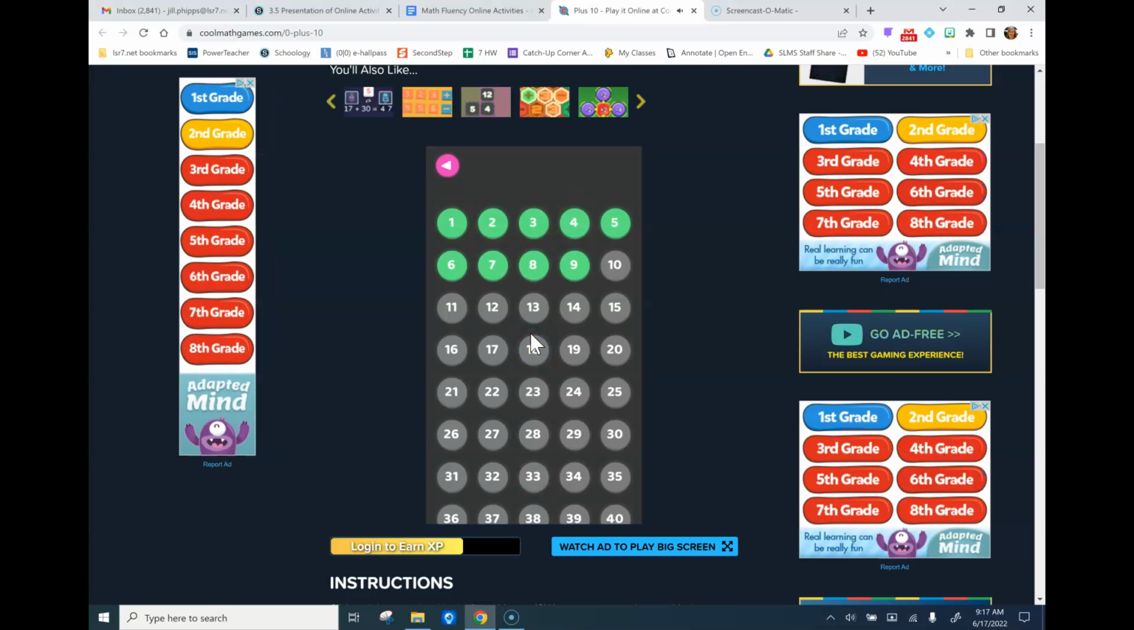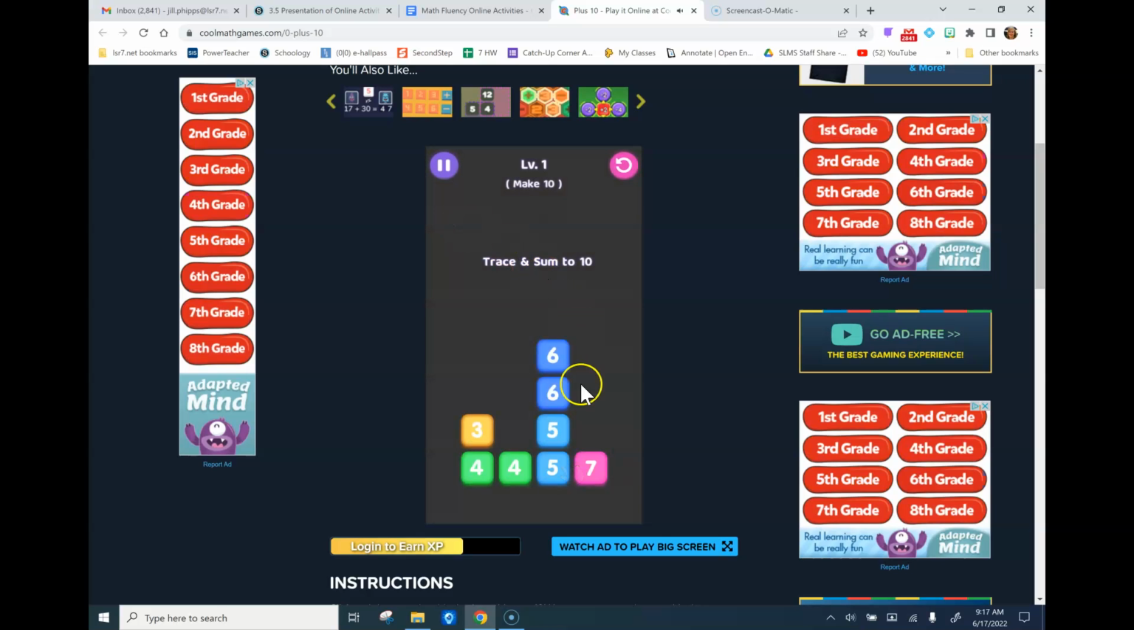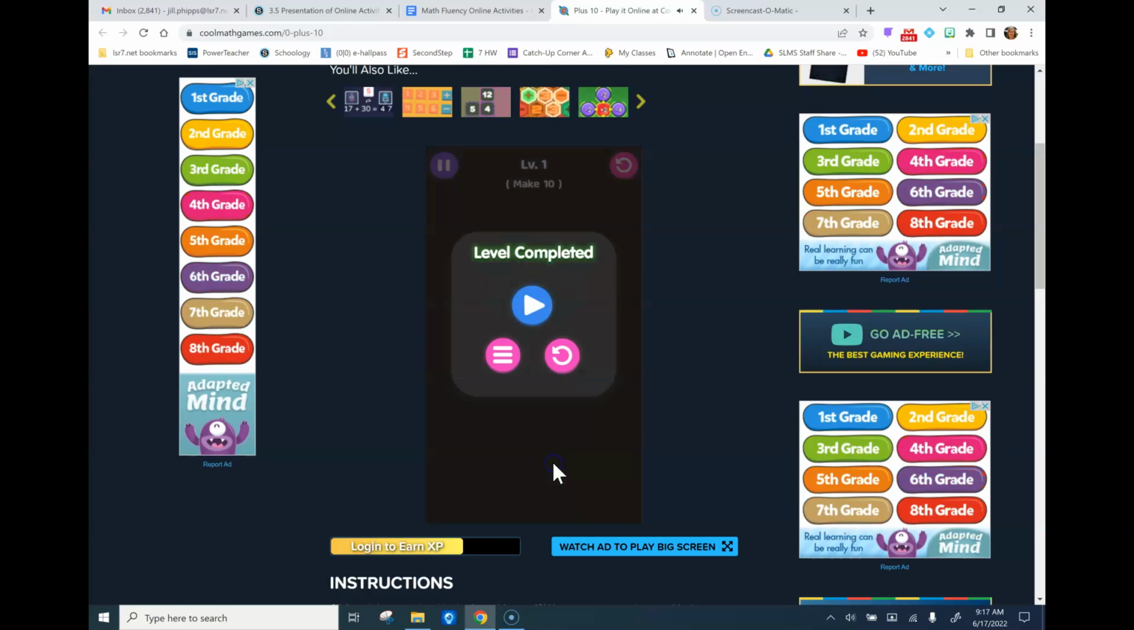So the way this game works, we're just going to start off with level 1. What we have to do is trace and sum to 10. So you just have to drag them. It's going to tell you the first one what you do. And then I do 4 plus 6. And then they come down and you see how they smash together, kind of like Candy Crush, and 4 and 6 and 3 and 7. Okay, so we got that one.